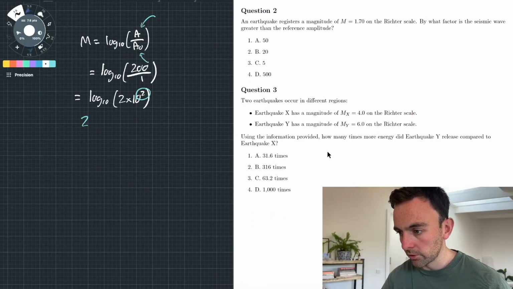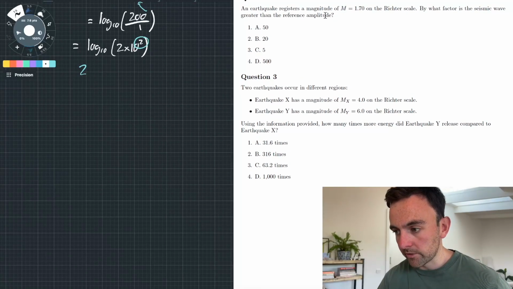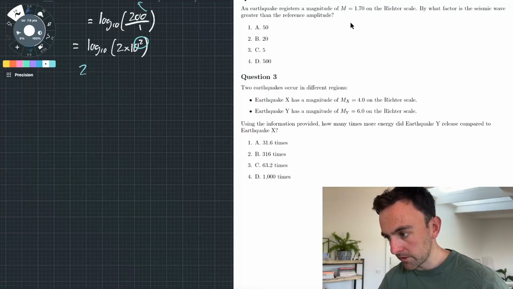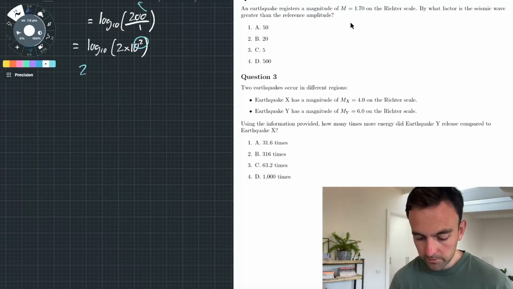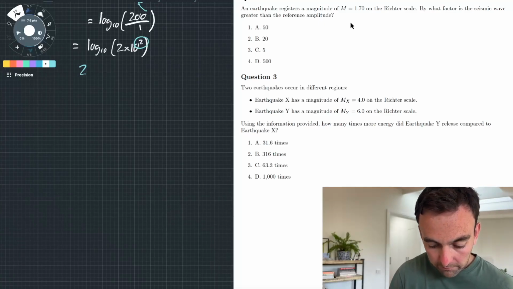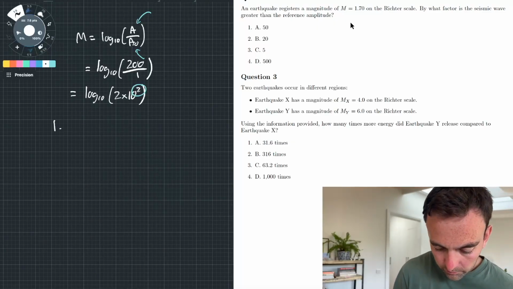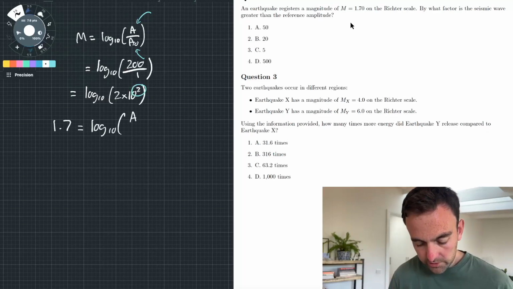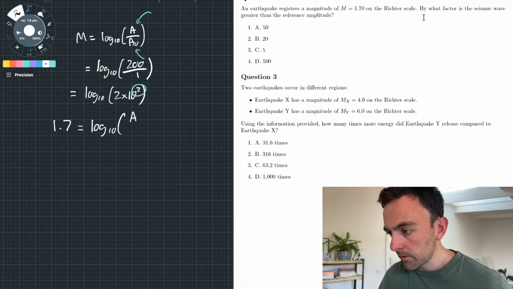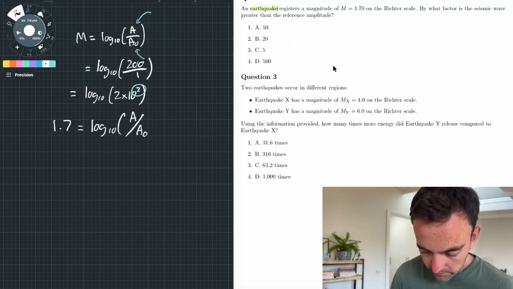Okay, so moving on to 2. An earthquake registers a magnitude of m equals 1.7 on the Richter scale. By what factor is the seismic wave greater than the reference amplitude? So if you think about that, we'll go back to this formula, and we have m. So m equals 1.7, and this equals log 10 of A, because it says what factor is this earthquake greater than the reference. So we can just say A0, something like that.